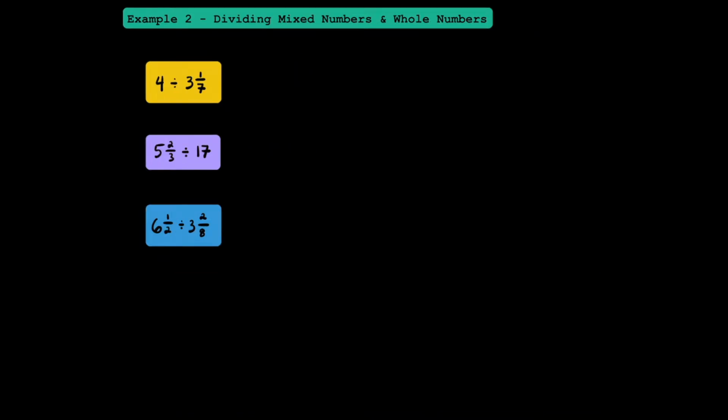In example 2, we're going to practice dividing mixed numbers and whole numbers. In this first one, we have 4 divided by 3 1/7. When dividing, we really only want improper fractions and proper fractions. Rewritten as improper fractions, 4 is going to be 4 over 1, and 3 1/7 is going to be 22/7.